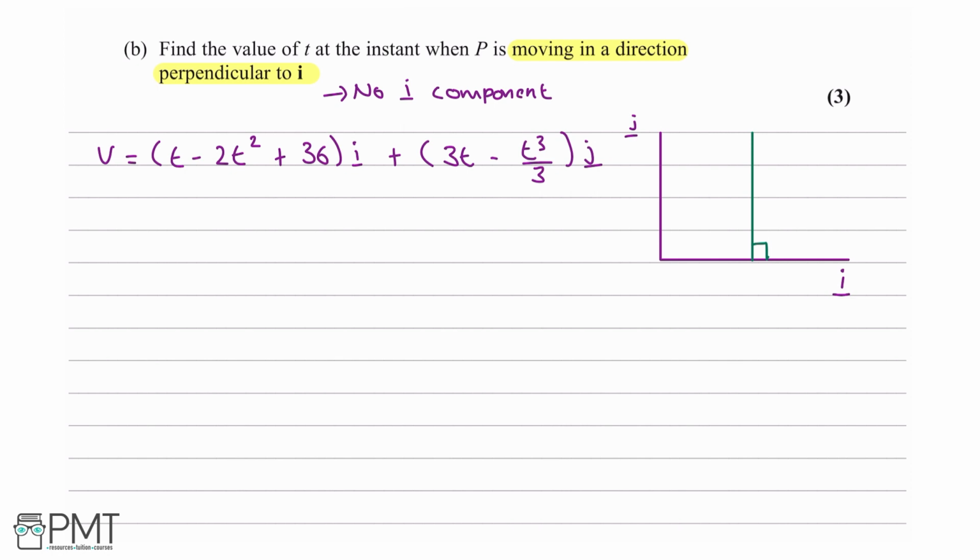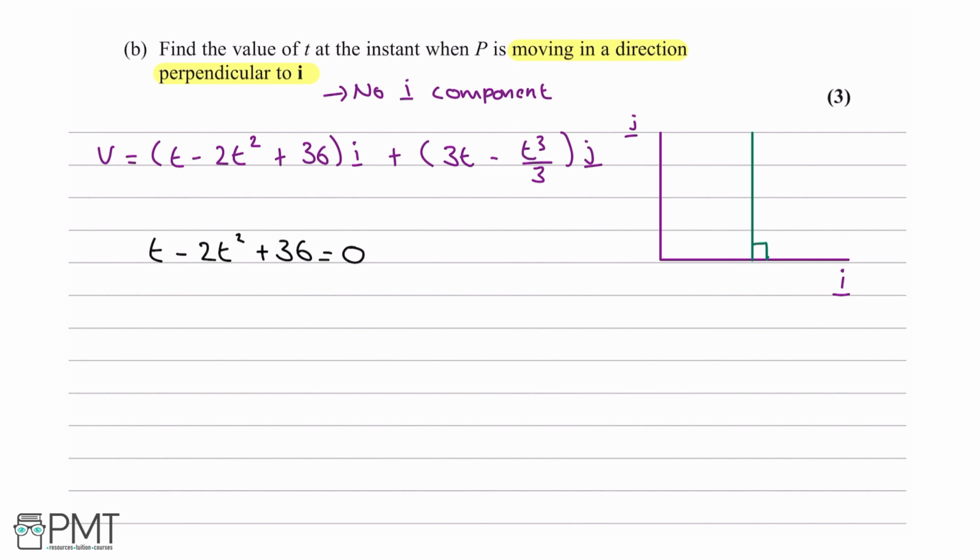And because the velocity is what is enabling us to move, you can't look at the position vector, because having a position on its own doesn't allow you to move. It's having a velocity which allows you to move. So you want to be looking at the velocity component, and what you want to do is say, when t minus 2t squared plus 36 equals 0.